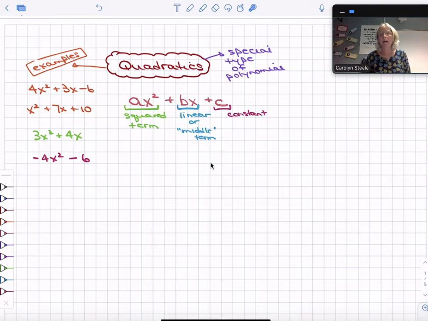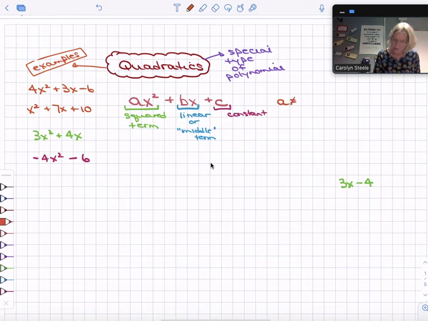All right, let's think about a. Is it okay for a to be 0? No, because look what happens. If a is 0, then we're going to get something like 3x minus 4. We have no squared term, so it's no longer a quadratic. This is now a linear. So we do have one restriction here, and that is a cannot be equal to 0.